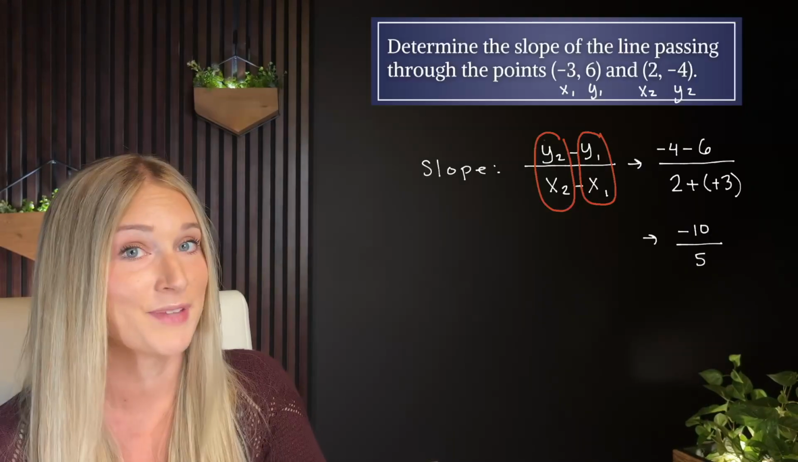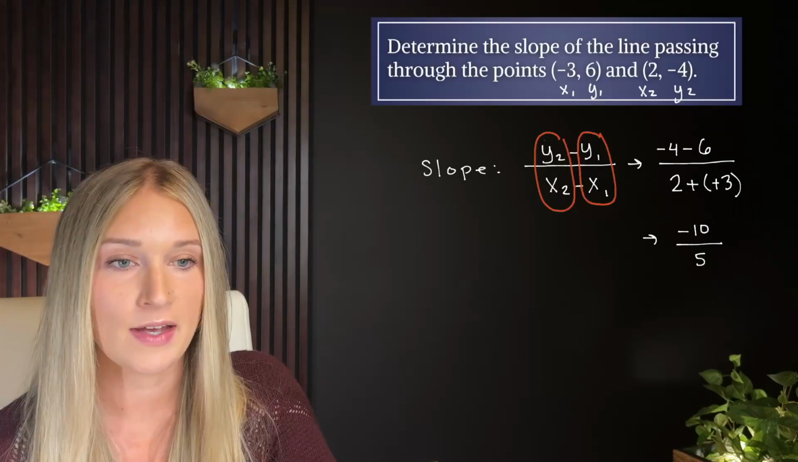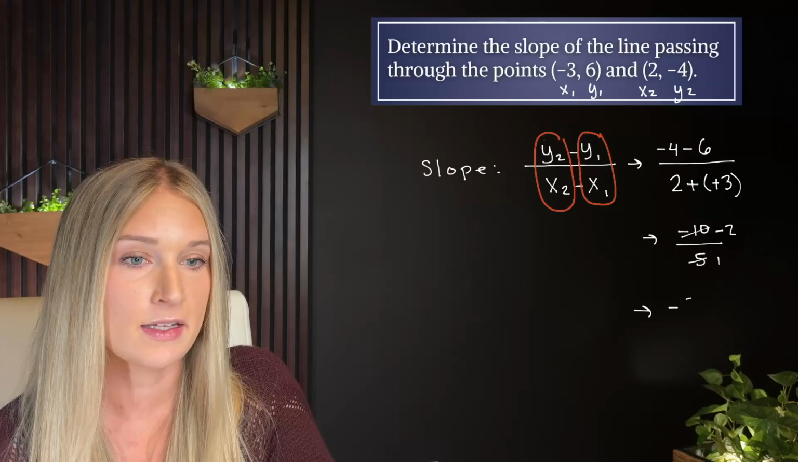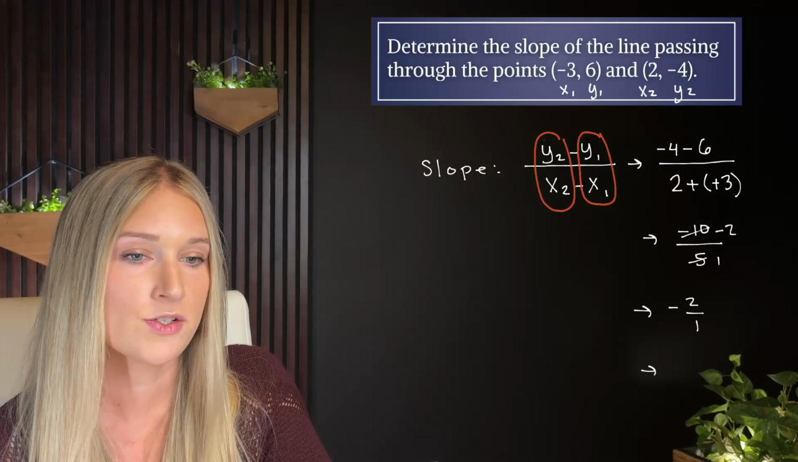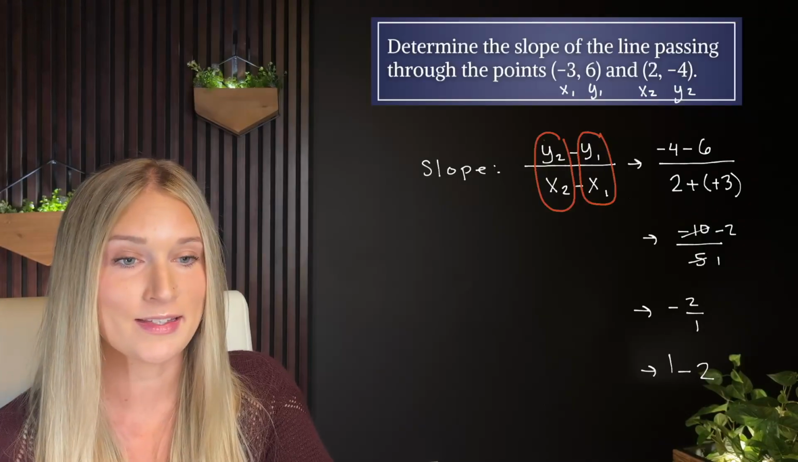That probably looks familiar, and it should. I can reduce this down by dividing by 5 on top and bottom. So my slope simplifies to -2/1, which is just -2. So the slope of our line is -2, and that is it.